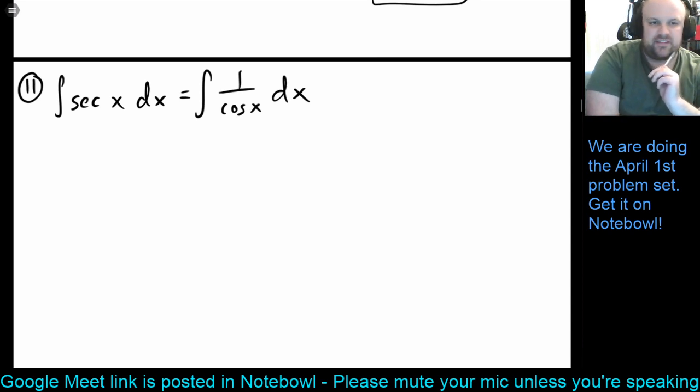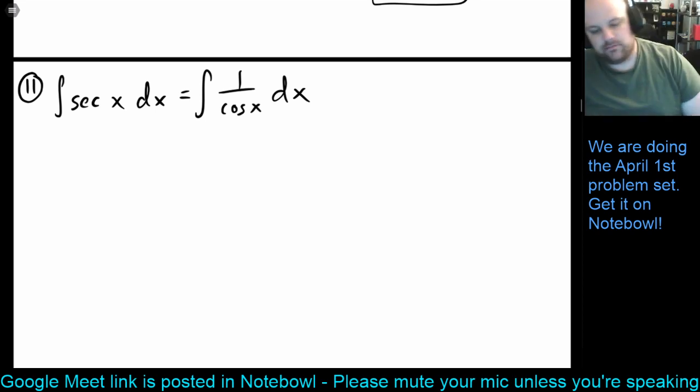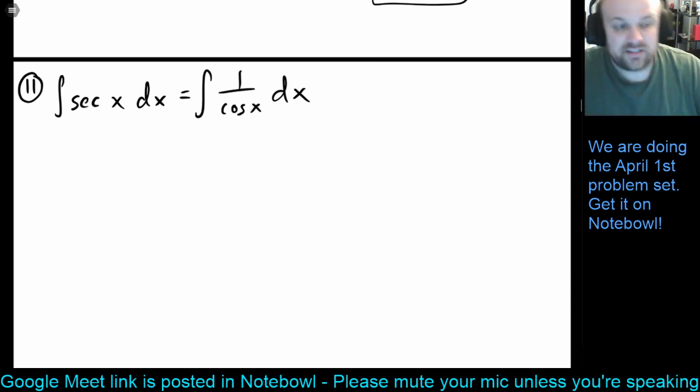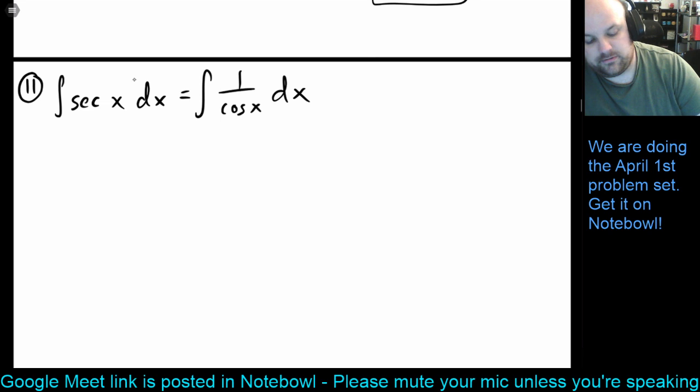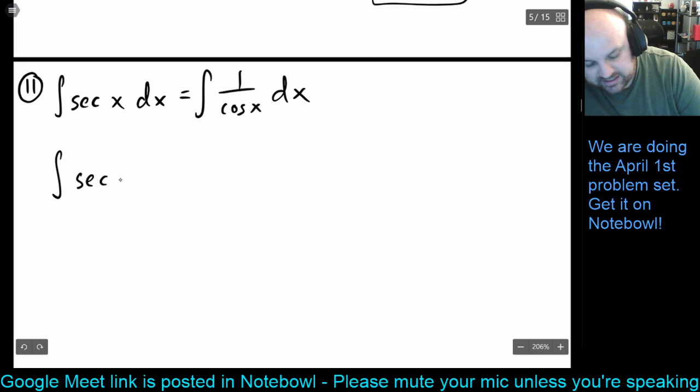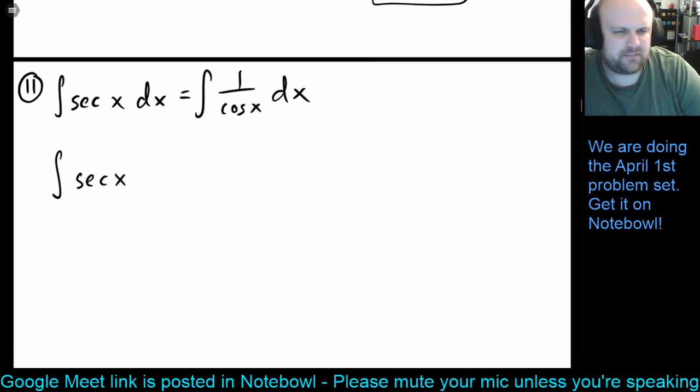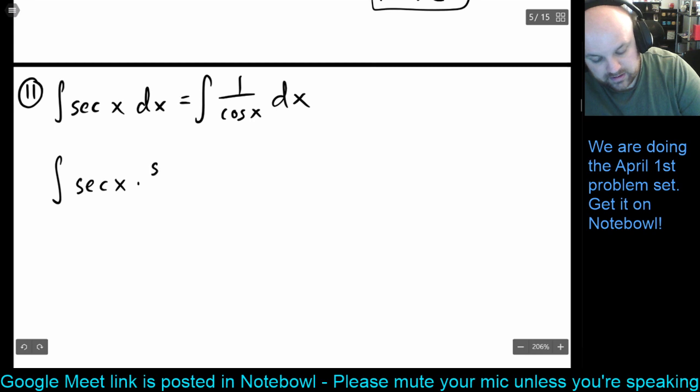Now, the trick for this seems kind of out of the blue, and in ways it is. There's actually a better way to do this particular problem, but we need something called partial fractions. Sorry about that. All right, so the way we do this, secant of x, I'm going to multiply this by something a bit odd. Right? I'm going to multiply it by secant x plus tangent x over secant x plus tangent x.